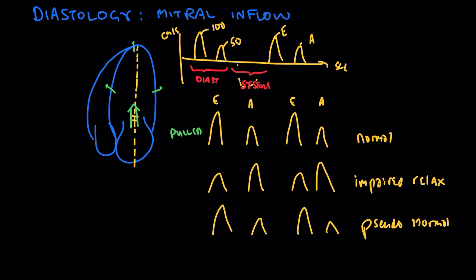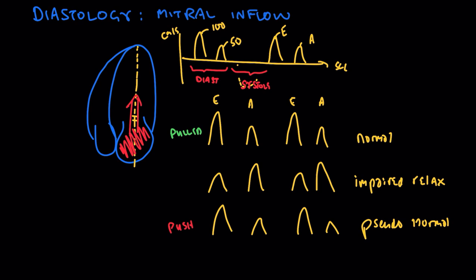On the other hand, I'm going to clean this up. Down here in the pseudonormal pattern, what's going on? Well, down here you actually have a push going on. Why? You have elevated pressures building up here in your left atrium. Pressures building up, building up, building up. And then as soon as the valve opens, blood gets blasted in.